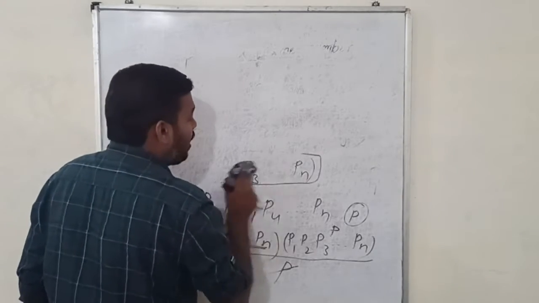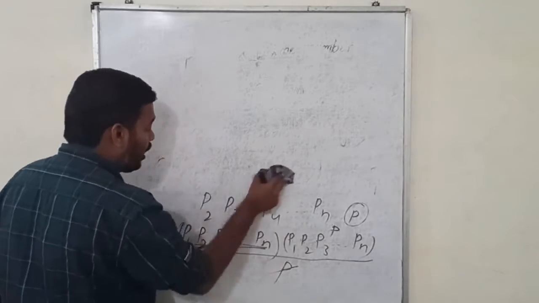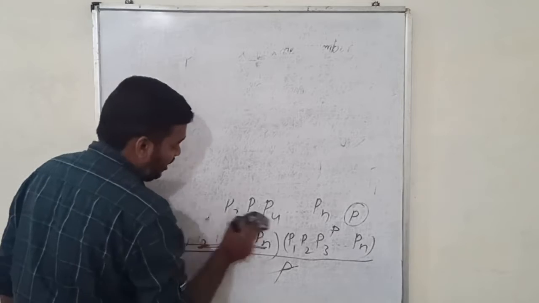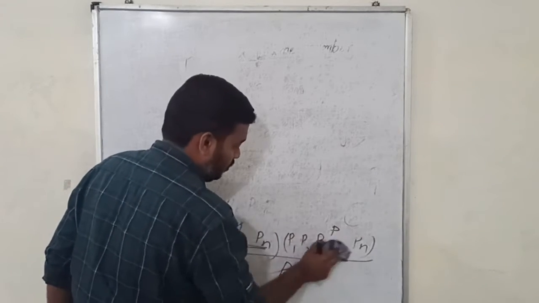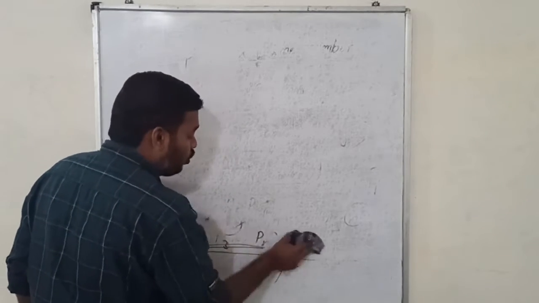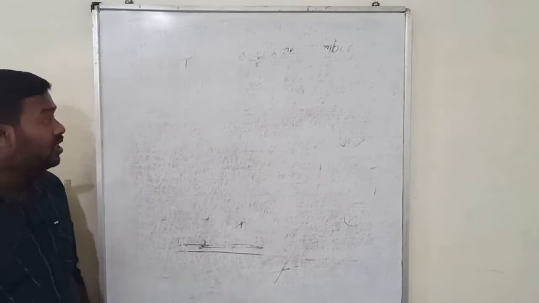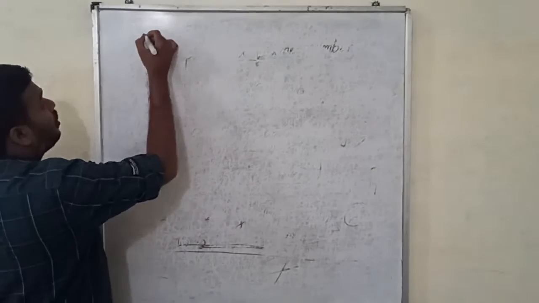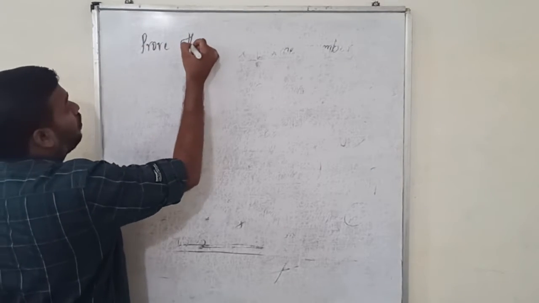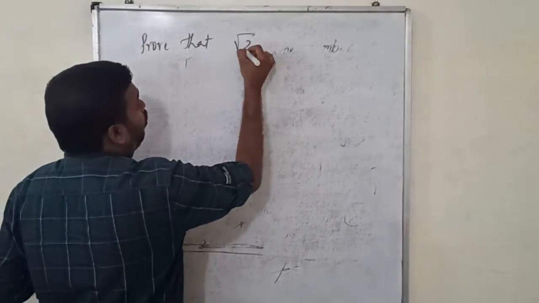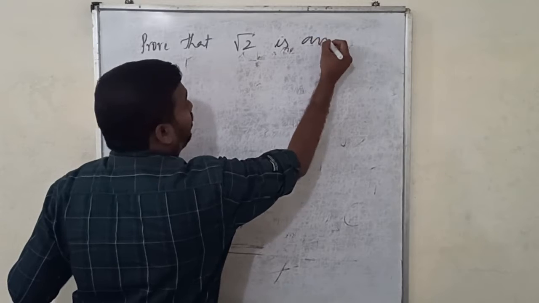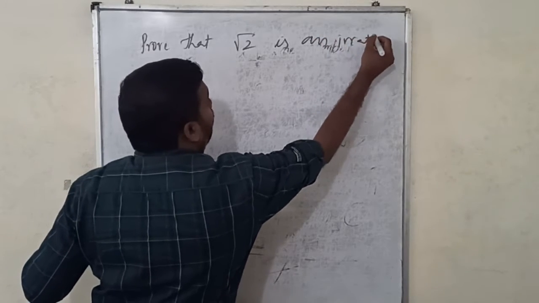Let us go for an example of how we can prove that the square root of a prime number is irrational. Prove that square root of 2 is an irrational number.